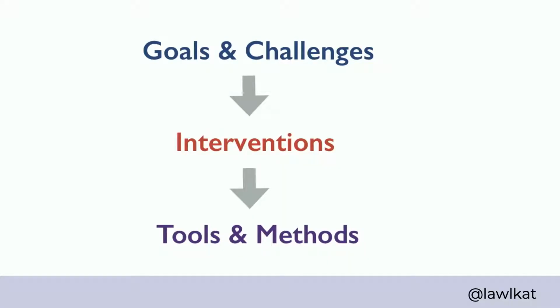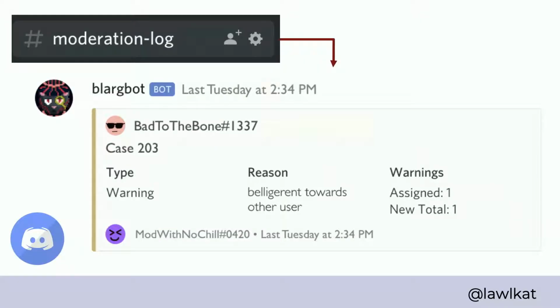We haven't given them a warning yet, so we don't see the new total as 2 yet. But we'll look back and say, this person has a history, so we're going to treat them differently. Going back to the tools and methods, it's important to think not just about what the tool is, but how you are using this tool to your advantage.